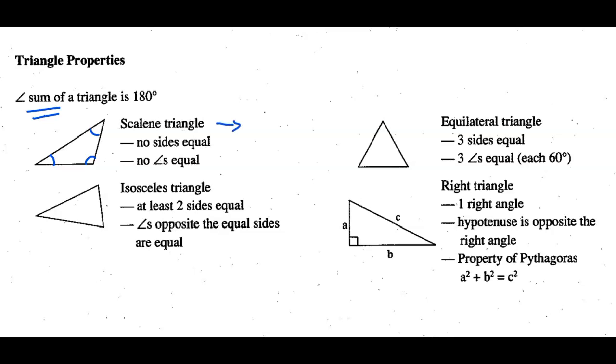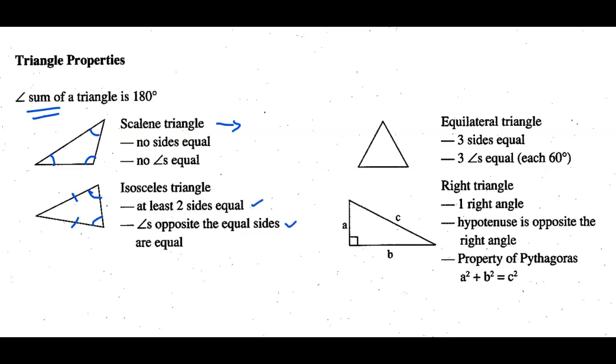We have a scalene, that means the sides are all different, the angles are all different. We have isosceles, that means that two sides are equal to each other, and also the angles opposite to the equal sides are equal to each other, and that's what this and that is.